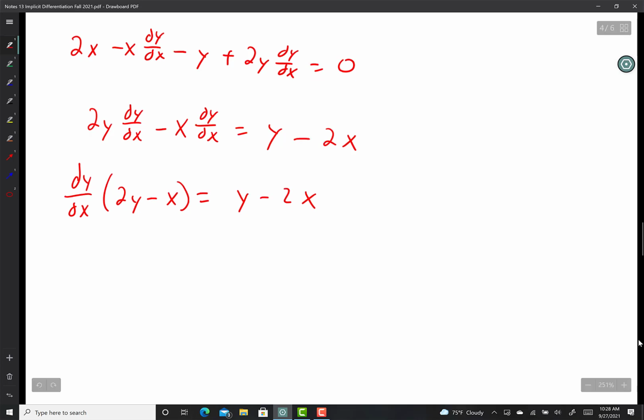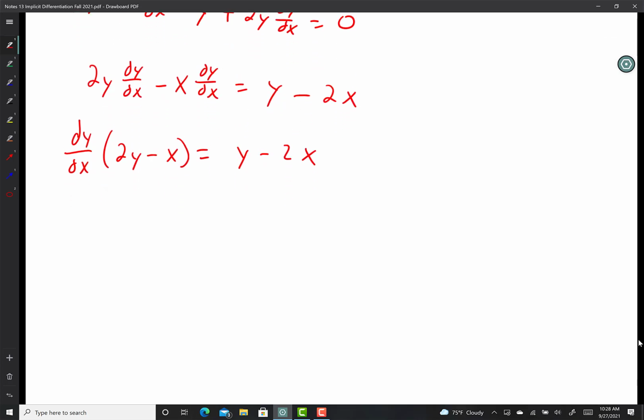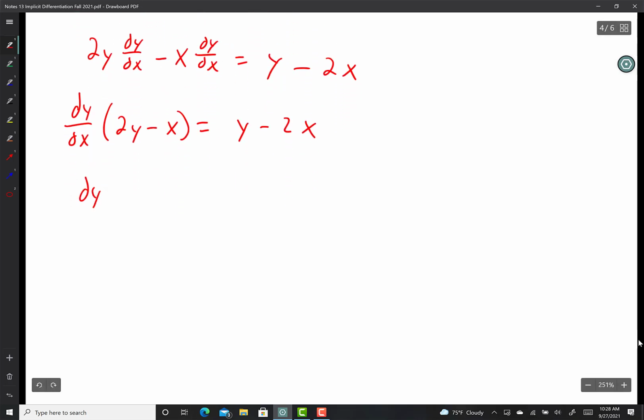Next, how do I get dy/dx by itself? Perfect. So now you're going to have dy/dx equals (y minus 2x) over (2y minus x). Do not cancel anything out. Nothing cancels out. So don't even think about it.